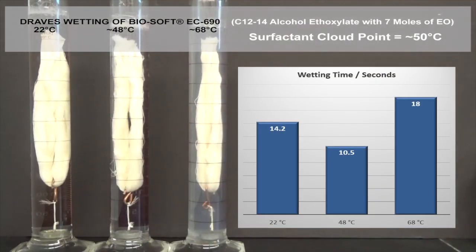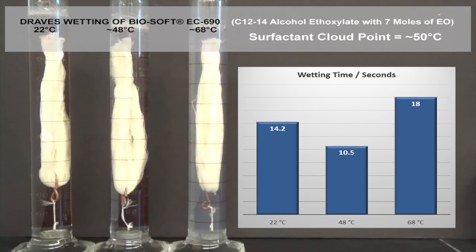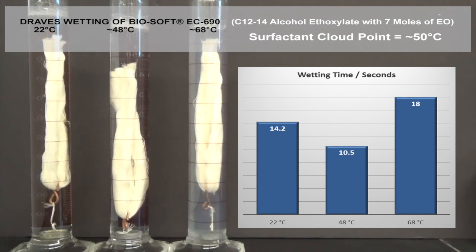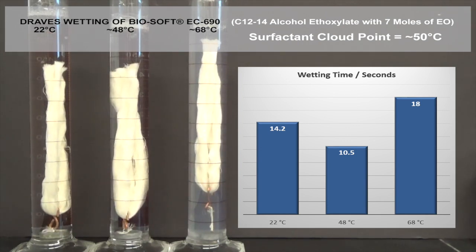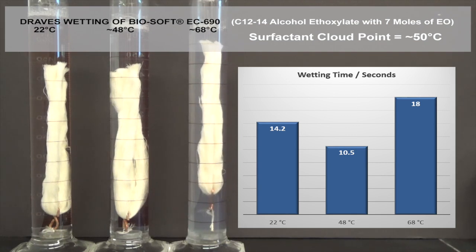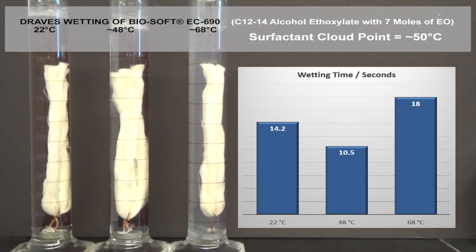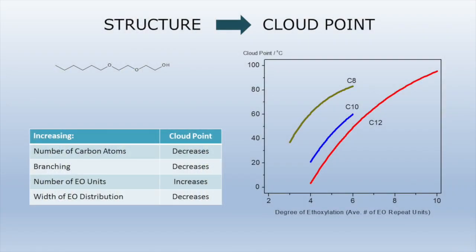Cloud points are important to surfactant formulators because these temperatures often correlate with formulation clarity and performance attributes such as increased wetting, reduced foaming, and optimal cleaning. Clouding temperature correlates reliably with surfactant structure.